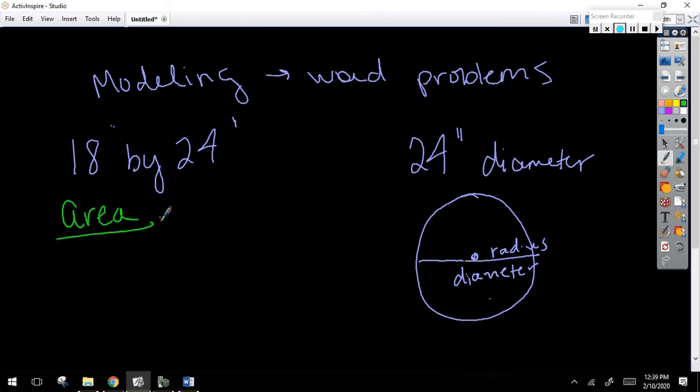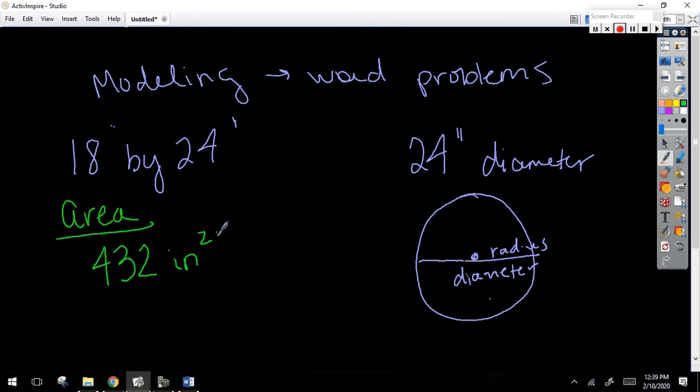You're exactly right. How much pizza area is on my rectangle pizza? Please, somebody, multiply 18 by 24. 432. 432 square inches of pizza. That's a lot of pizza.